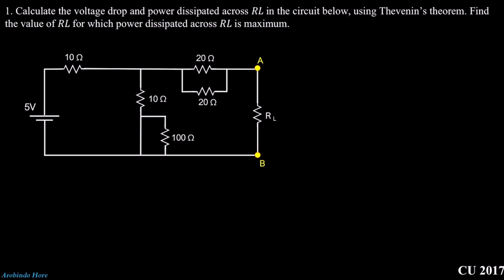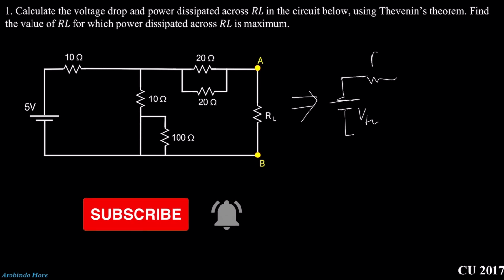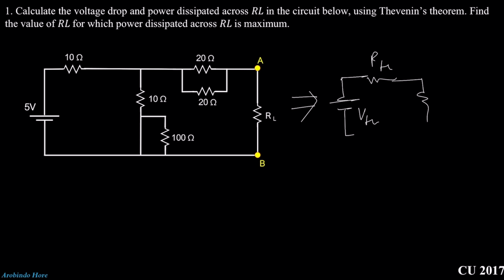Calculate the voltage drop and power dissipated across RL in the circuit below using Thevenin's theorem. Find the value of RL for which power dissipated in RL is maximum. Right? That means just the maximum power transfer theorem. You know, right? For the maximum power transfer theorem, the Thevenin equivalent circuit is VTH, RTH, right? And this is load resistance. And they say the maximum power will be delivered from source to load when RTH equal to RL.